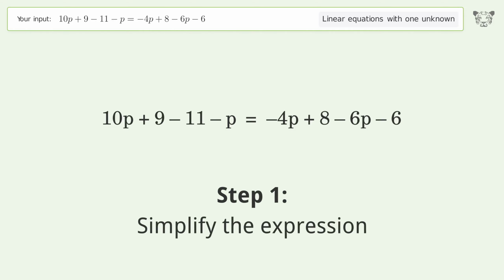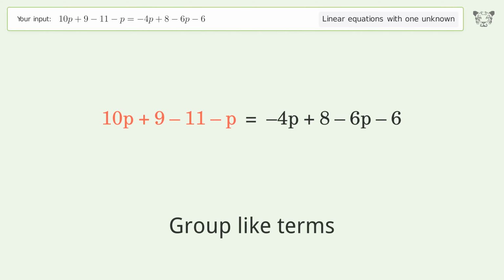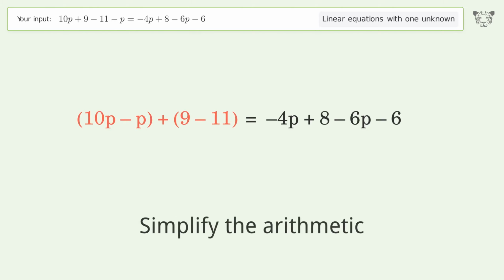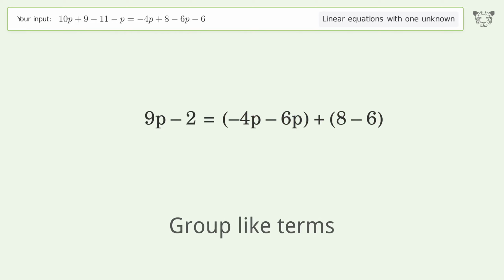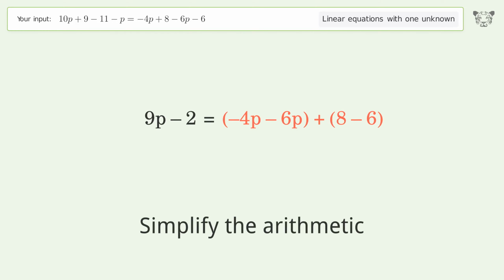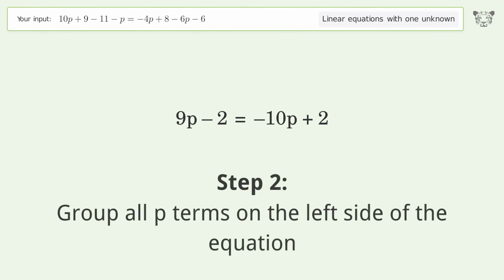Simplify the expression. Group like terms. Simplify the arithmetic. Group like terms. Simplify the arithmetic. Group all p terms on the left side of the equation.